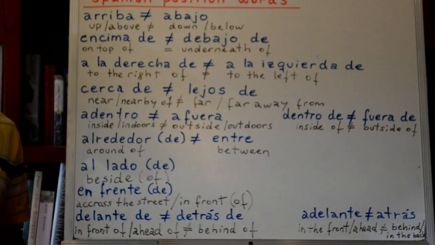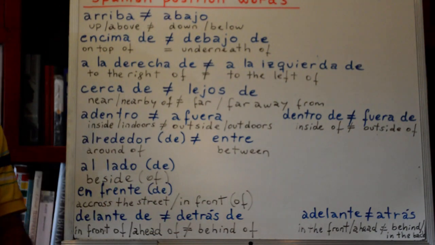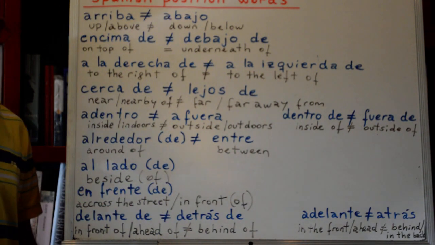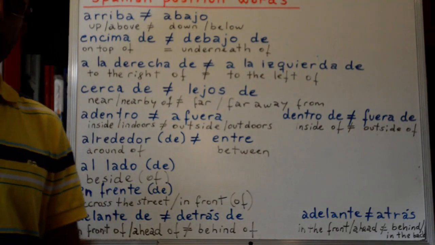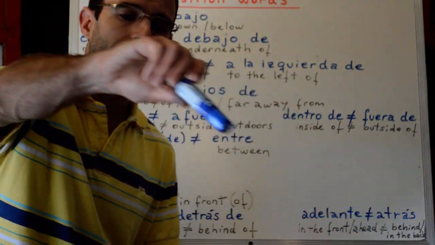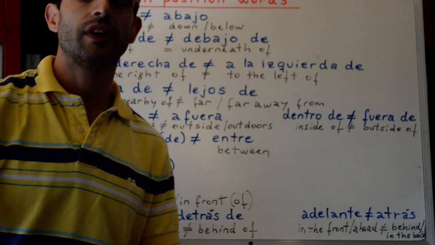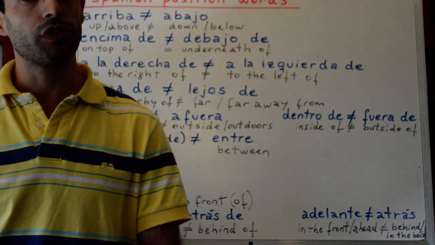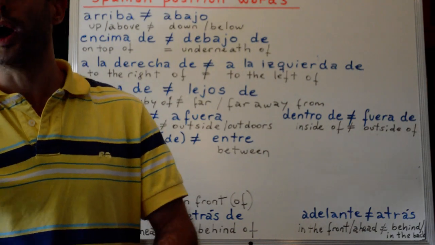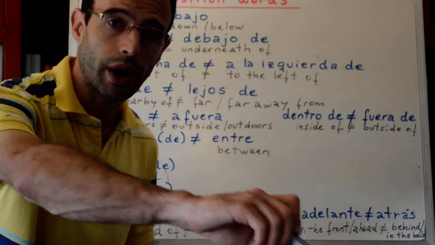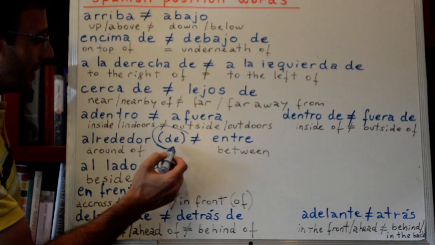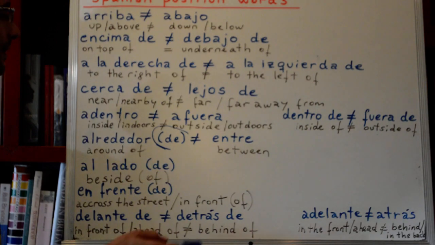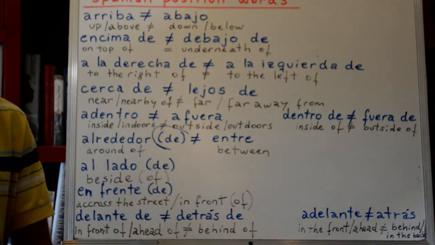Alrededor de. Around what? Around something. La casa, the house. Vamos a correr alrededor de la casa. Or esto está alrededor. This is around. If we won't specify around what, we will just say around, then we can omit de, okay? And entre means in between of, okay?